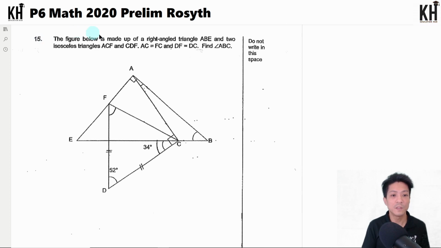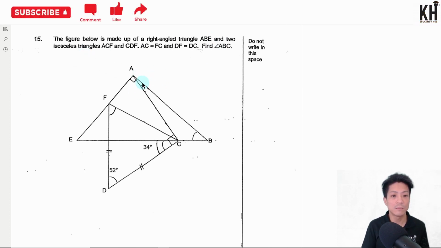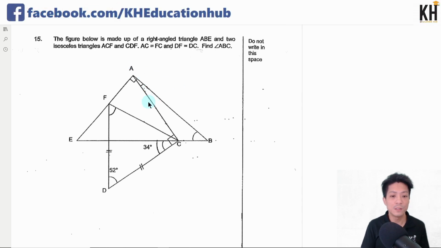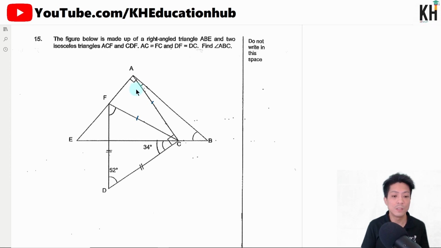Question 15. The figure below is made up of a right-angled triangle ABE and two isosceles triangles ACF, which is here, and CDF. AC is equal to FC, and DF is equal to DC. It's already marked for DF and DC. Find angle ABC.